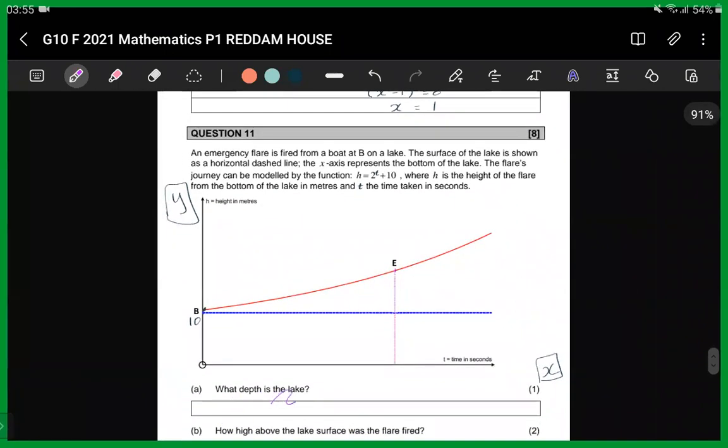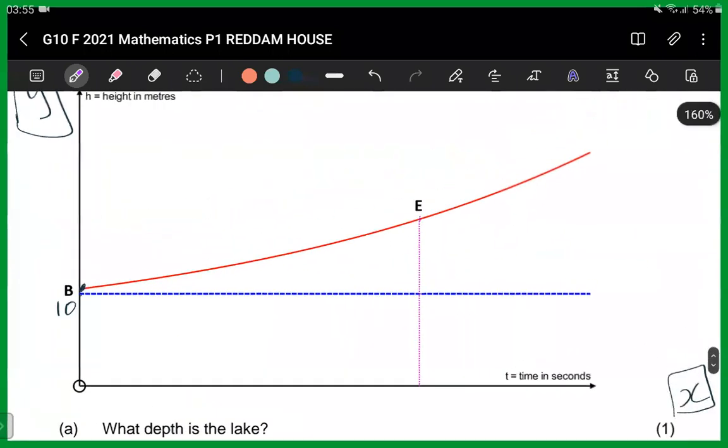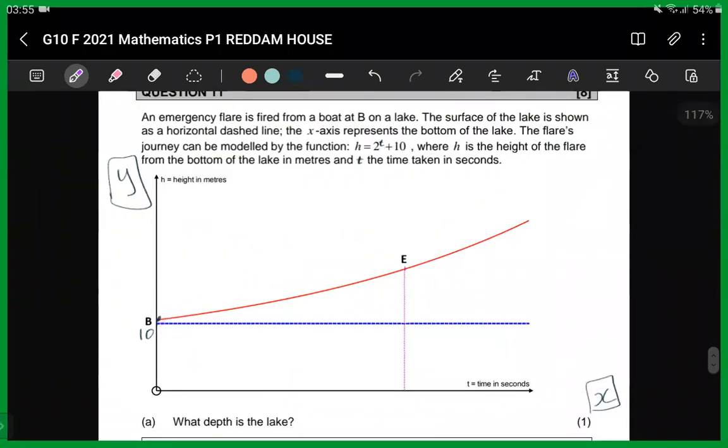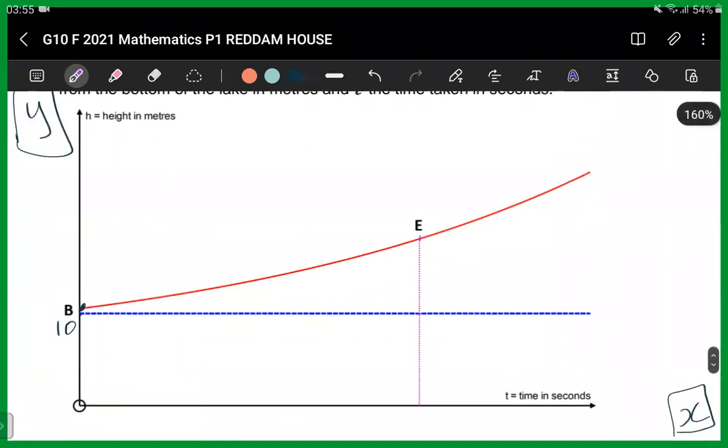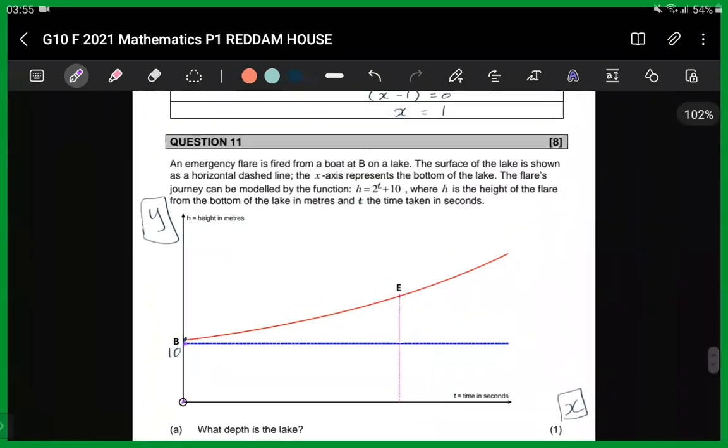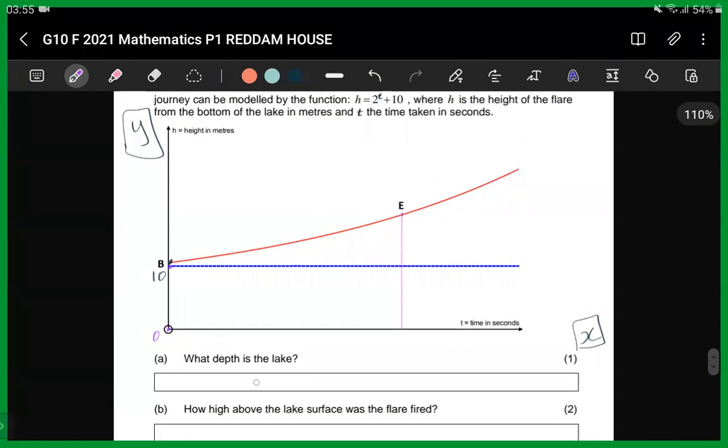So here it says, what depth is the lake? So remember they said this is the surface of the lake, right? And then they said that h is the height of the flare from the bottom of the lake in meters. So they said here the flare is fired from B on a lake. The surface of the lake is shown as a horizontal dashed line. So this is the surface of the lake, and you see at the bottom there is just down there where 0 would be. So when you ask for the depth, it's just 10 meters. You see, there we go.